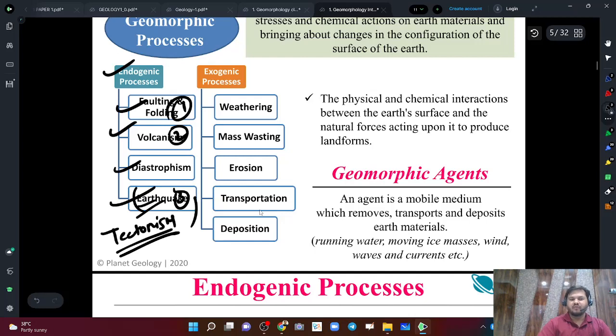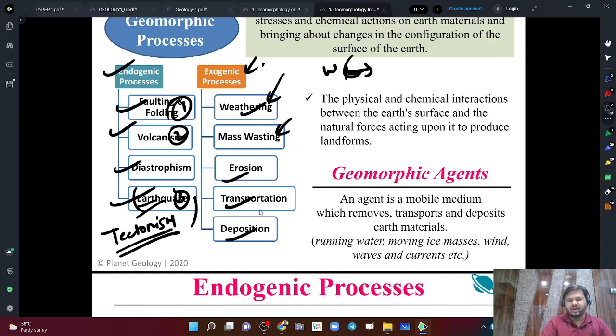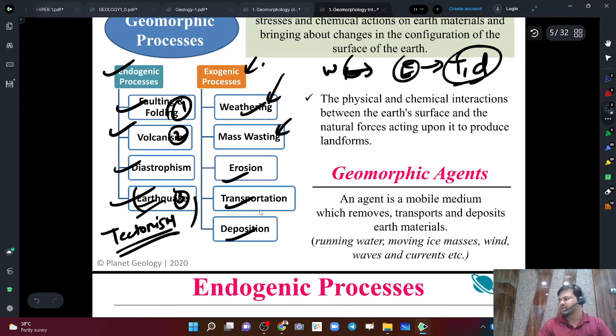So use this term. What are exogenetic processes? Weathering, mass wasting, erosion, transportation, deposition, which we usually use together. What is the subset of weathering? Basically disintegration. After that comes the process of erosion. Erosion includes transportation and deposition, basically. They are using more and more terms, which are all more or less related.